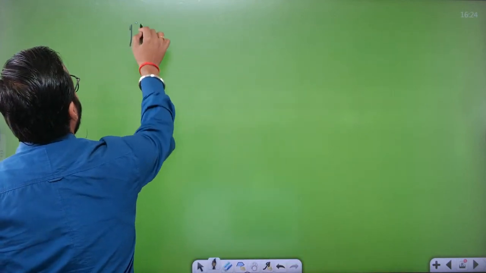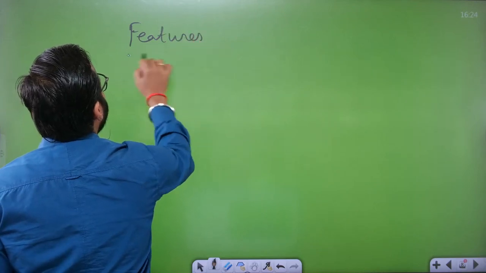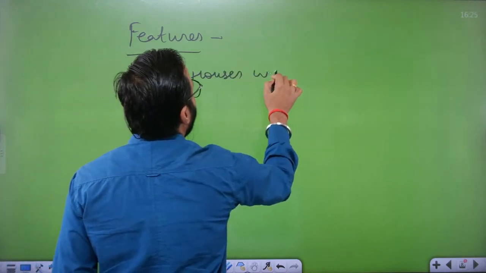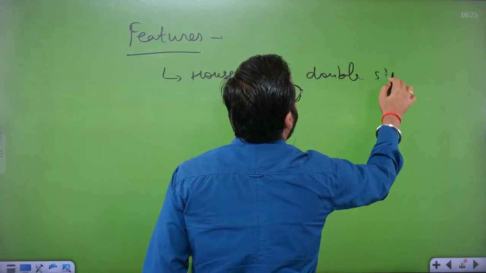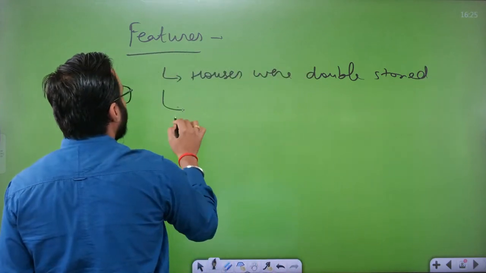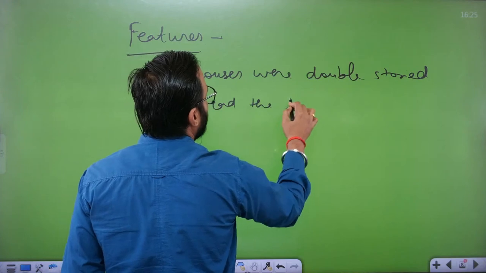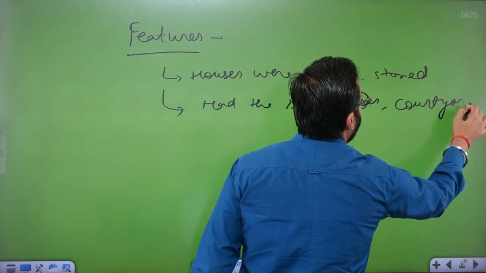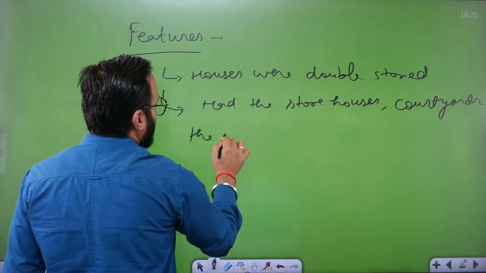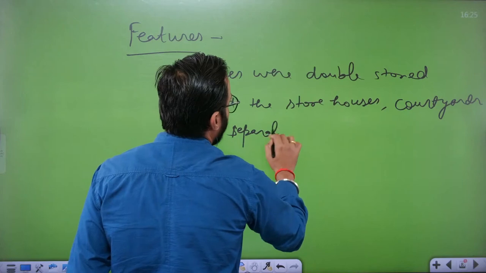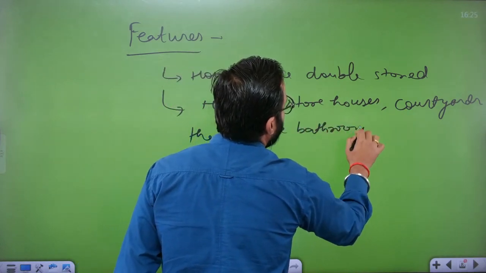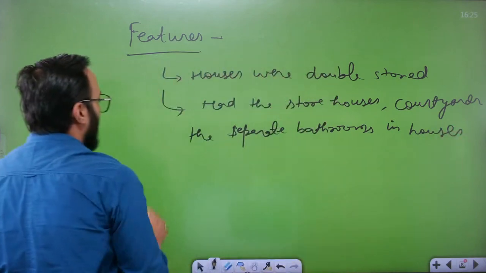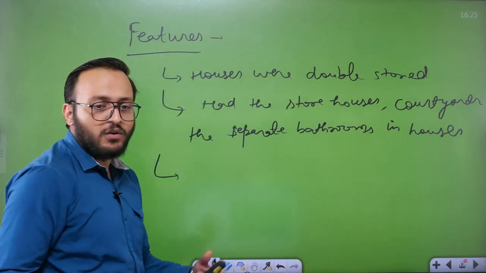If we are talking about the other features, we can say one thing: not just that the houses were double storied, but they also had storehouses. They also had courtyards, and they also had separate bathrooms present in their houses.